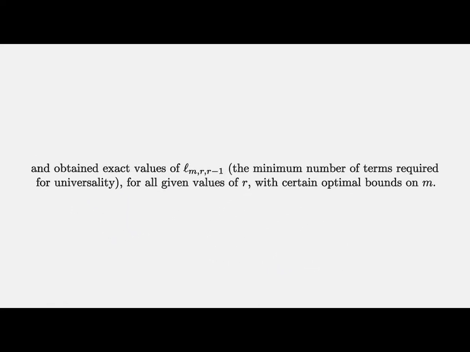Solving this generalized problem, we obtained exact values of L, the minimum number of terms required for universality, for all given values of r, with certain optimal bounds on M. The techniques used in the paper are purely algebraic and combinatorial, but they generate some very nice general results.